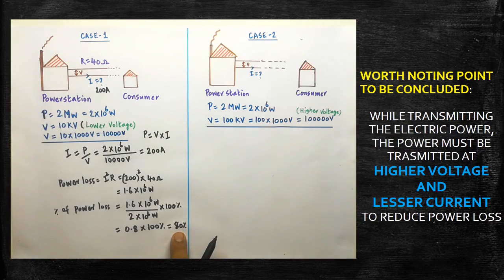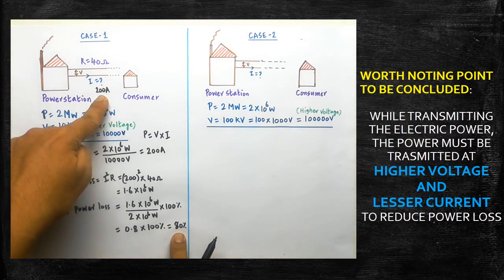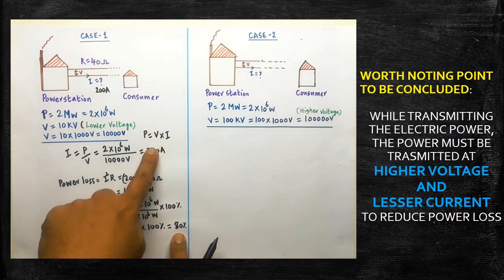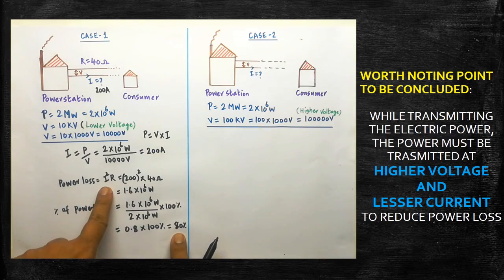Are you clear? That great loss occurs due to the flow of a large amount of current. Because in the power loss formula, voltage is not there. Power loss is purely determined by the current here. Since the current is more, the power loss will be more.